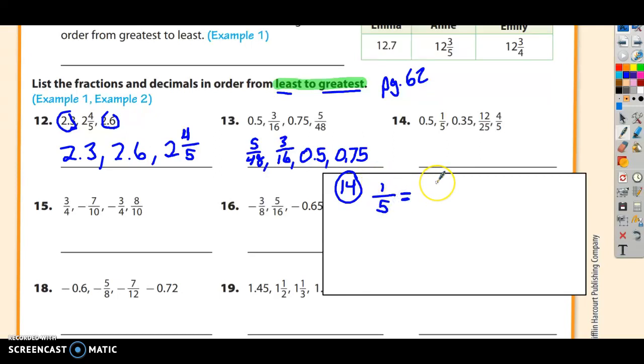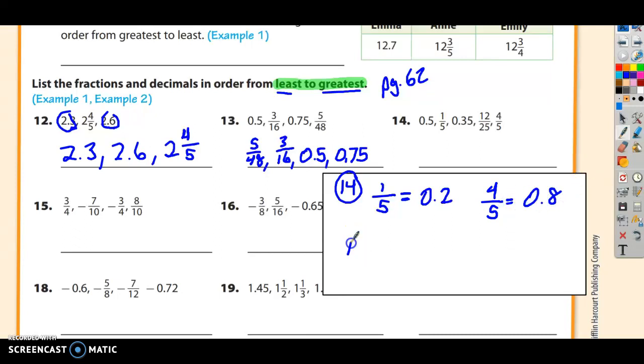I want to remind you that we have a number line on page, I think it was 59. If you went back to page 59, you could look at your number line and you would see that 1/5 is equal to 0.2. So I've got 0.5, 0.2, 0.35. Now I have to do this one and this one. I think I'll do 4/5 first. That's on the same number line. 4/5 is equal to 0.8.